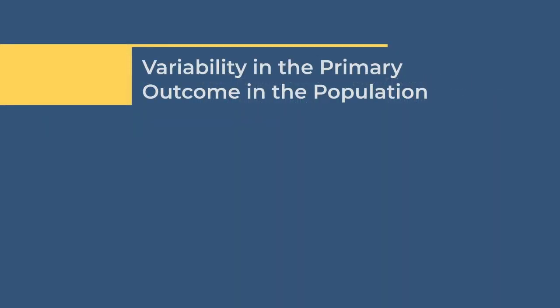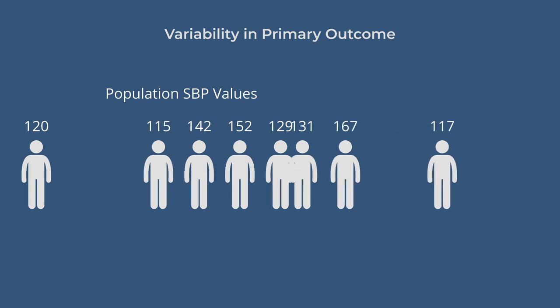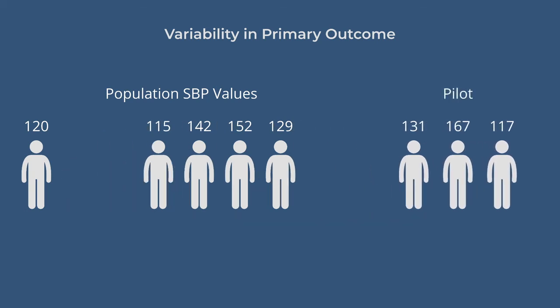Variability in the primary outcome in the population. Some knowledge of how much the primary outcome can vary within the population under study is needed to determine sample size. Estimates of the variability can come from previous literature of similar studies conducted in a similar population. Rough estimates can also come from pilot data, where the researcher enrolls a small preliminary sample of the population and obtains estimates of variabilities of the primary outcome measure.